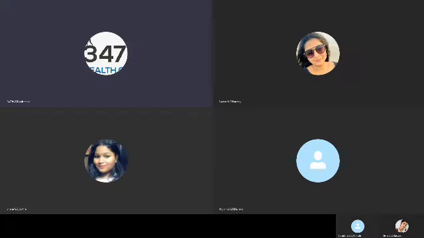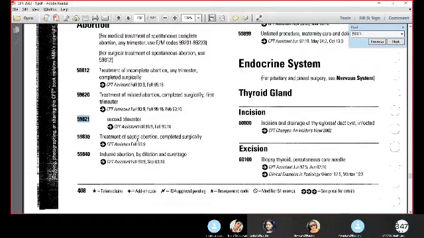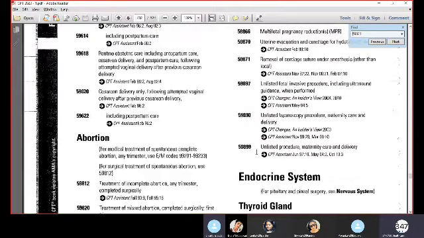Next, spontaneous abortion with DNC, that is, spontaneous abortion with dilation and curettage. What is the correct answer? 59812.